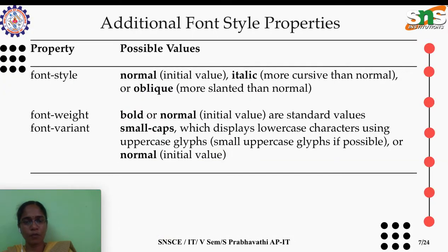Now, more about font style. Font style is one property whose value will be one of these three: normal, which is the default case, or italic, or oblique. Italic is more cursive than normal, whereas oblique is more slanted than normal. Then font weight could be either bold or normal. Bold means the text is displayed in bold format, and normal means the text is not bolded.